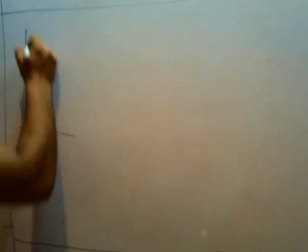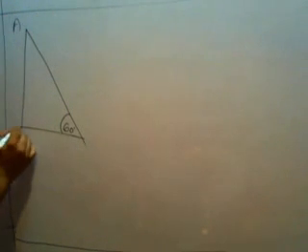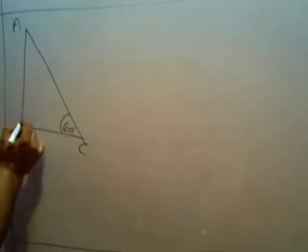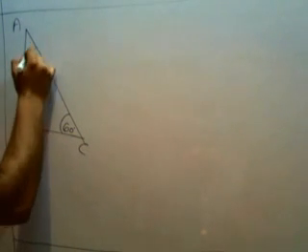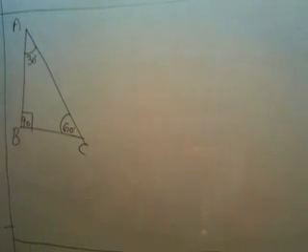Let us take one right angle triangle whose base angle is 60 degree. And this is A, this is B, this is C. And this is 90 degree. Angle sum property of the triangle will make it possible that this angle happens to be 30 degree.